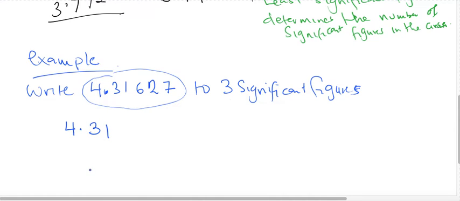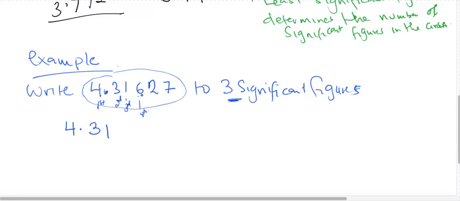Okay, now you look at the fourth. This is first, this is second, this is third, and this is fourth. So you look at the fourth. After writing the 3 that are required, look at the fourth.